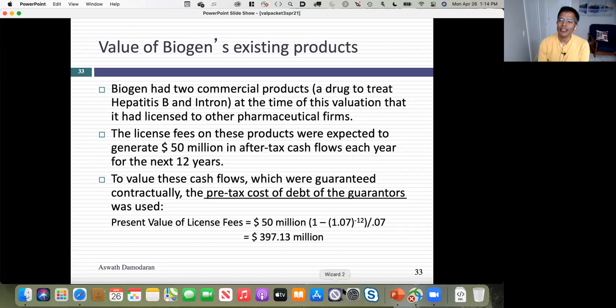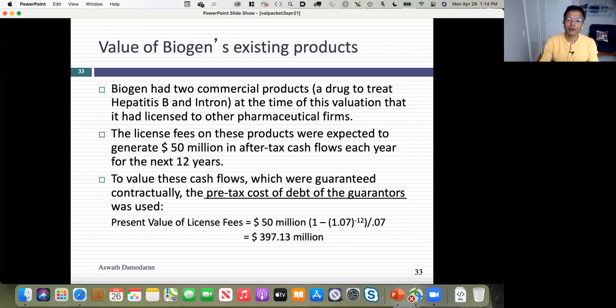That's the value of the existing licenses, the drugs that have been licensed out. So I'd like you to ask what-if questions. What if they license this out as 5% of revenues instead of $50 million a year? How would I value the license differently? Then you'd have to project out revenues, take 5% of the revenues, discount them back at a cost of capital, because now you're exposed to operating risk.